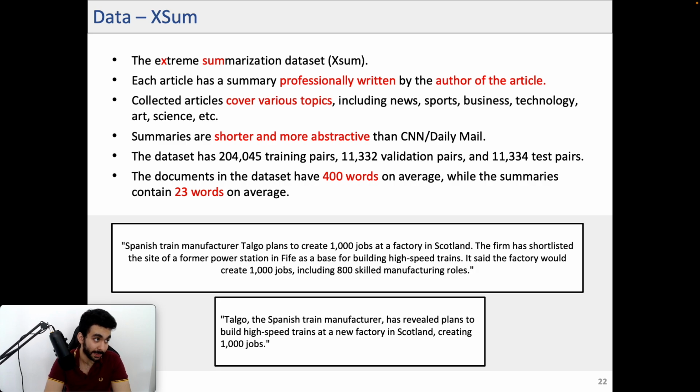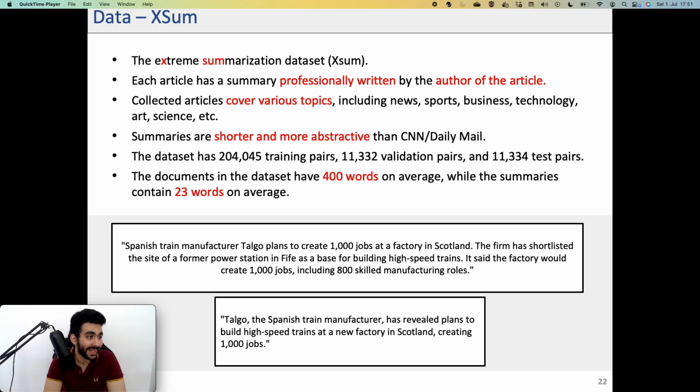The next one is XSum, the extreme summarization dataset. Why is it an extreme summarization dataset? Because the summaries are shorter and more abstractive. They claim to be more abstractive than the CNN Daily Mail dataset, and more abstractive is measured by the novelty factor, presented by the new words included in the summaries. That's how they claim to be more abstractive.